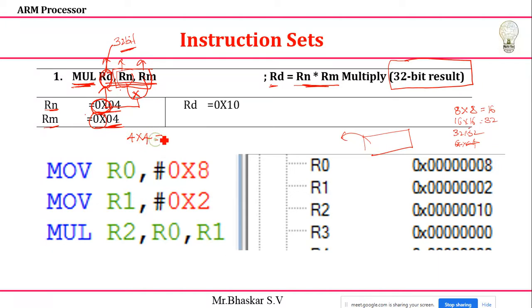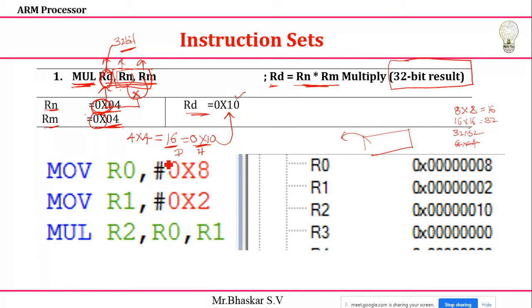If I multiply 4 and 4, we say it's 16, but that is in decimal form. But if I want the result in hexadecimal, 16 is 0x10, as you already know. 0x10 is in hexadecimal. This result will be stored in my Rd register. So it is multiplied and the result will be stored in my Rd register, and the storage here is in hexadecimal form.